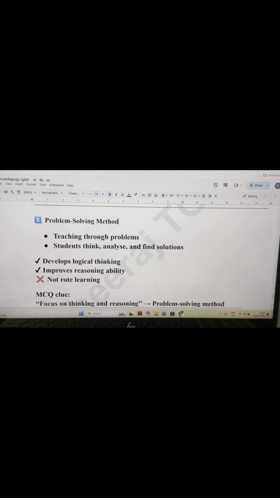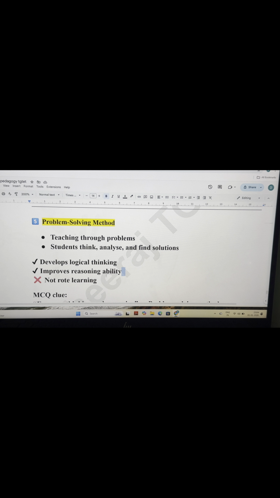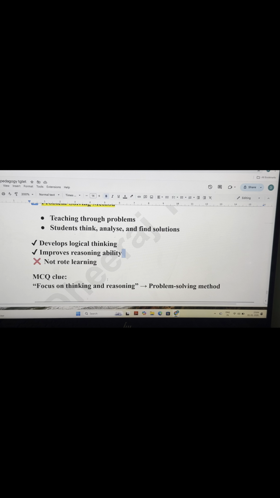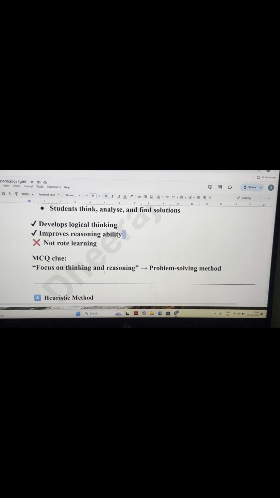The next method is problem solving method. Here we teach through problems. In physics you have problems, in chemistry you have problems, in biology you may have problems. When the teacher teaches through problems, students will think, analyze and find solutions by themselves. Logical thinking is developed in this method, that is, reasoning ability is improved. No rote learning in this method, no memorization. Which method focuses on thinking and reasoning? It is called problem solving method.